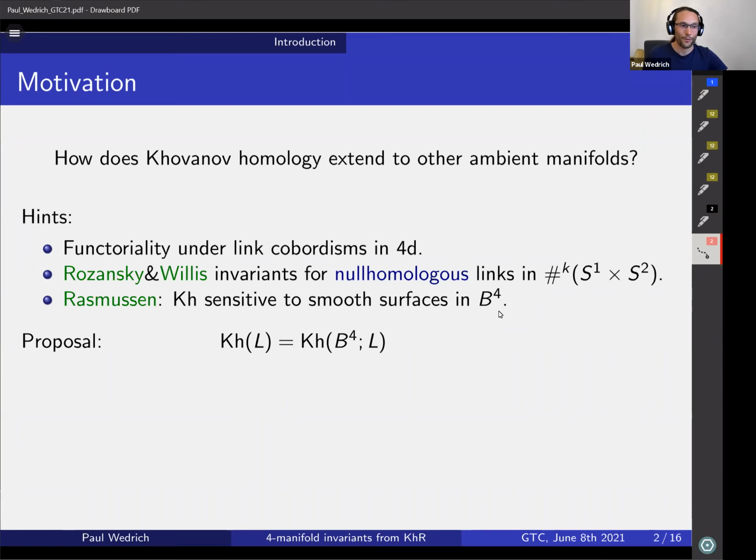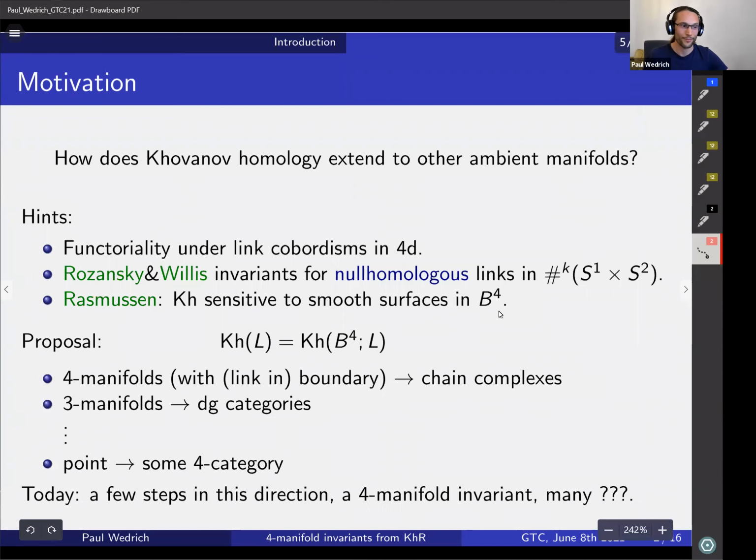And starting from this perspective, you could now hope that there exists an extension of the following type. To 4-manifolds, compact oriented 4-manifolds, with a link in the 3-manifold boundary, you would assign chain complexes. In the particular case of the 4-ball with a link in the boundary, you just recover the ordinary link homology. And then you could hope that this extends downwards, like an extended TFT, to 3-manifolds, where it would assign DG categories, and then down, all the way until you hit the point. And to the point, it would associate some kind of 4-dimensional category.